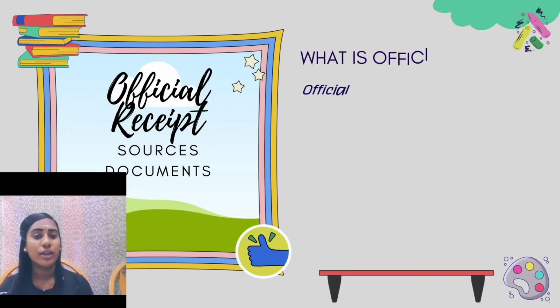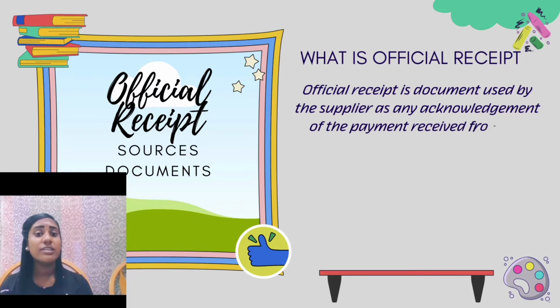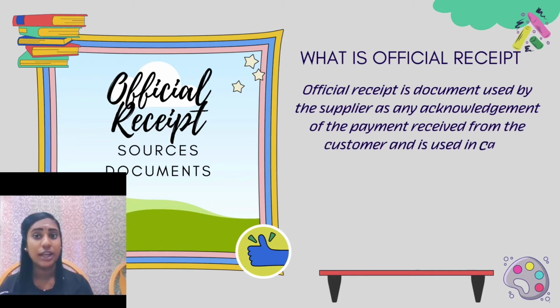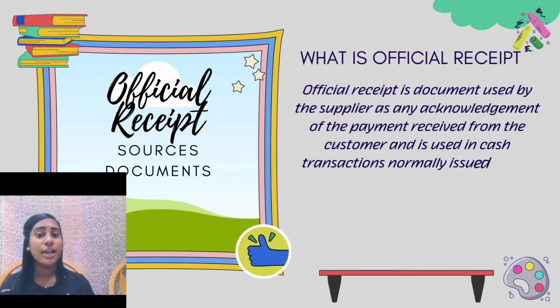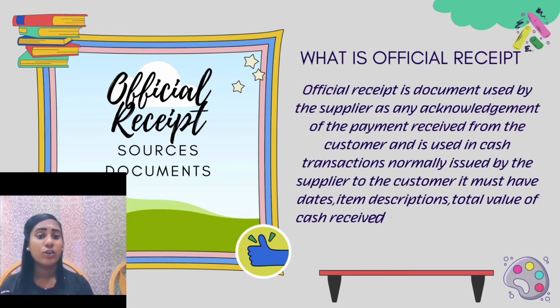Today I am going to talk about the document that is the official receipt function. An official receipt is a document used by a supplier as acknowledgement of payment received from the customer in a cash transaction. It contains the date of transaction, item description, total value of cash received, and receipt of payment in cash and check. We have to record the transaction.